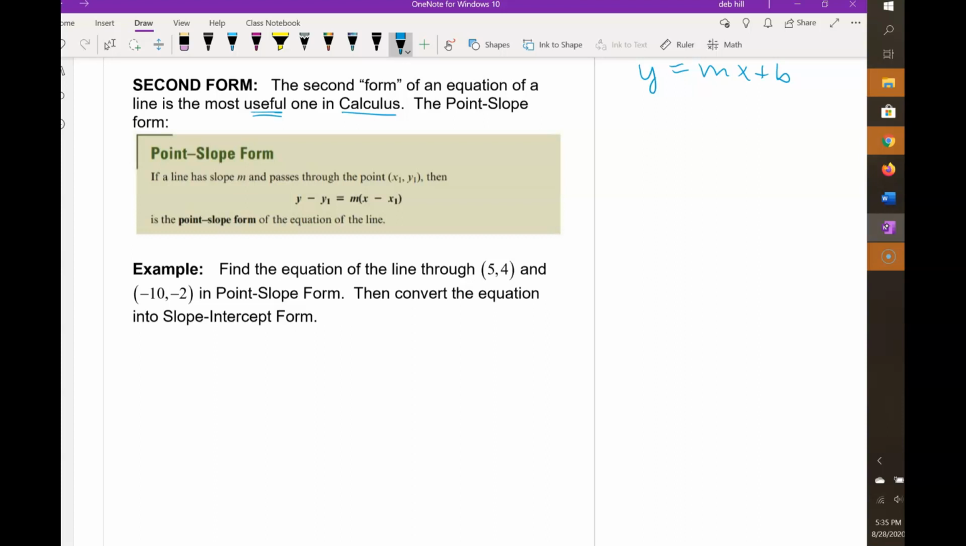We are not going to be doing a lot of graphing of lines after Chapter 7. And so you'll find that when we get to calculus in chapters 11 and 12, that the point slope form is actually the most useful one.